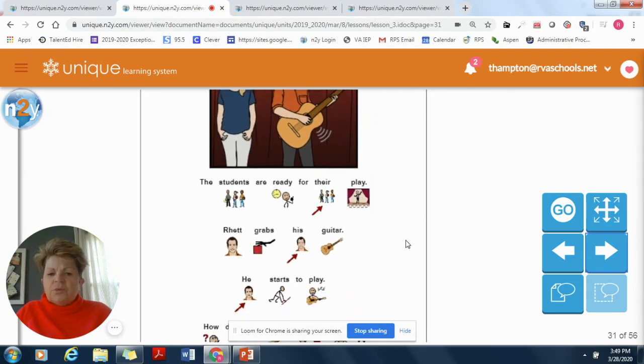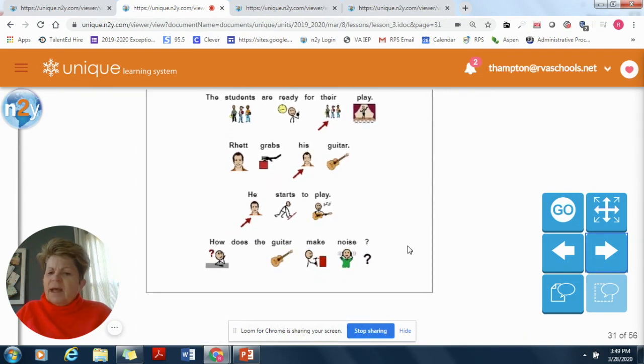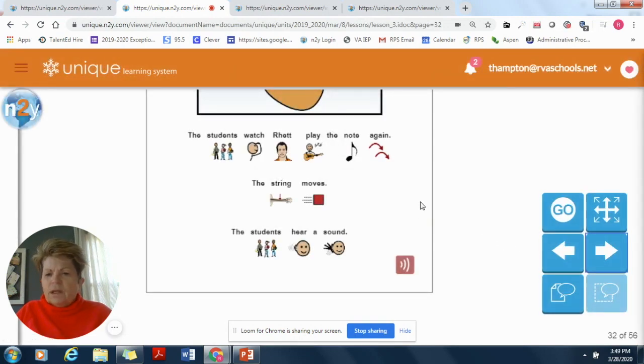The students are ready for their play. Rhett grabs his guitar. He starts to play. How does the guitar make noise? The students watch Rhett play the note again. The strings move. The students hear a sound.